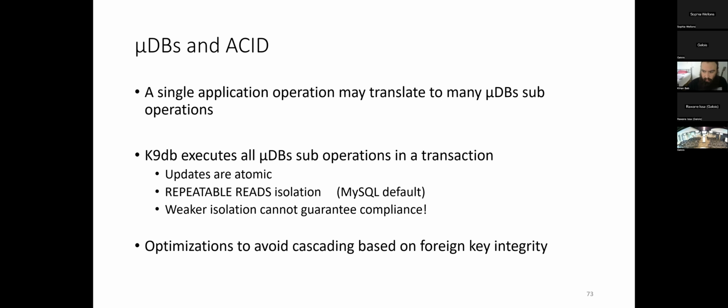Now, the paper discusses several of our storage layer optimizations, including allowing K9db to just avoid cascading altogether in many cases, by relying on things like foreign key integrity and other optimizations. And if you're interested in that, I encourage you to check the paper out.